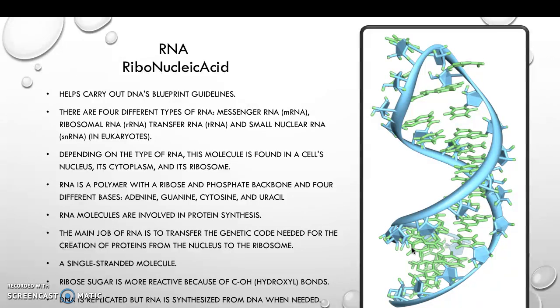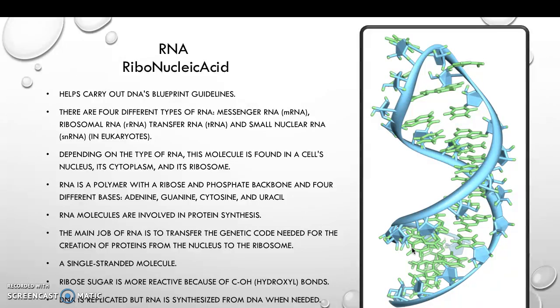Like DNA, RNA is a polymer with a ribose and phosphate backbone and 4 different bases: adenine, guanine, cytosine, and uracil. RNA molecules are involved in protein synthesis and sometimes in the transmission of genetic information. The main job of RNA is to transfer the genetic code needed for the creation of proteins from the nucleus to the ribosome. This process prevents the DNA from having to leave the nucleus, so it stays safe. RNA is a single-stranded molecule.